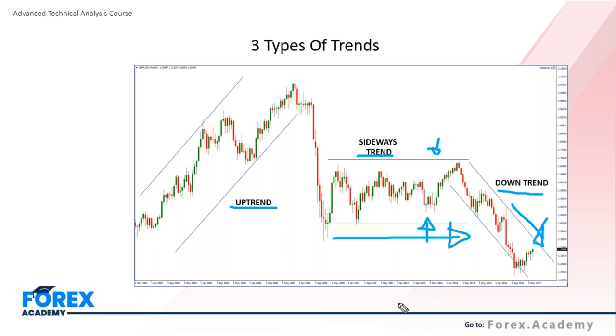So just to recap, 3 types of trends that we have. The market is either moving up, down, or sideways.